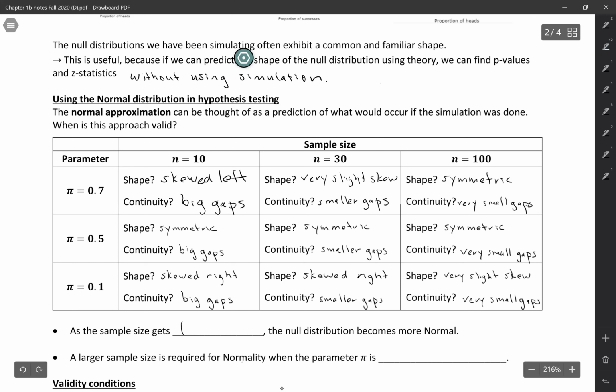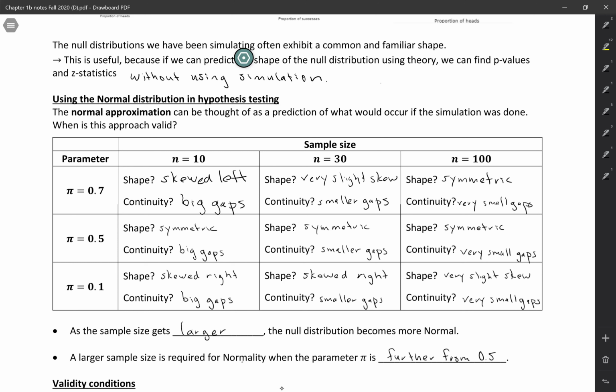We can see across the board that as the sample size gets larger, the null distribution becomes more normal. First of all, the continuity gets better, the gaps get smaller as your sample size gets larger. Also, if you had problems with skew, they get better and better the larger your sample size. A larger sample size is required for normality when the parameter is further from the center, further from 0.5. So we saw that when the parameter was equal to 0.5, it was actually symmetric all the way from the beginning, no matter what the sample size was. With 0.7, it started off skewed, but it started to improve really quickly as we increased the sample size.